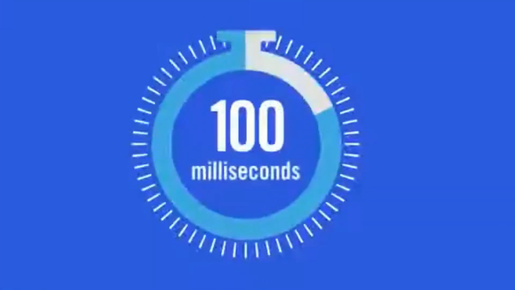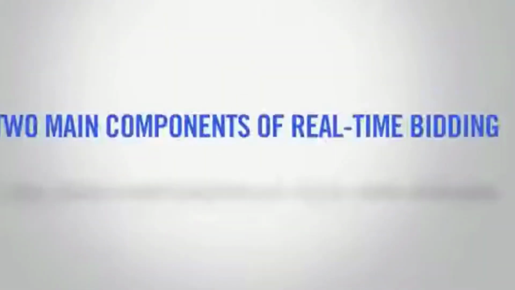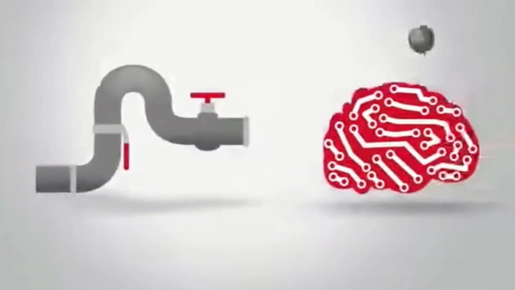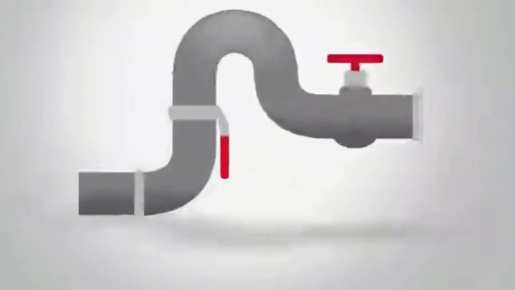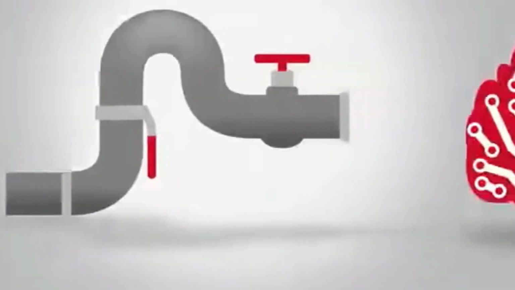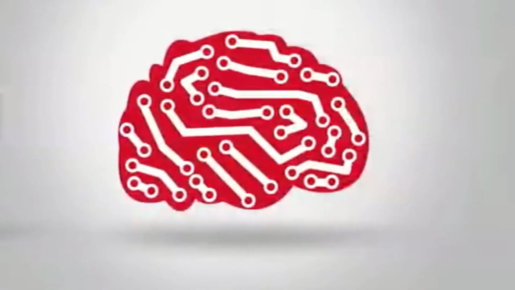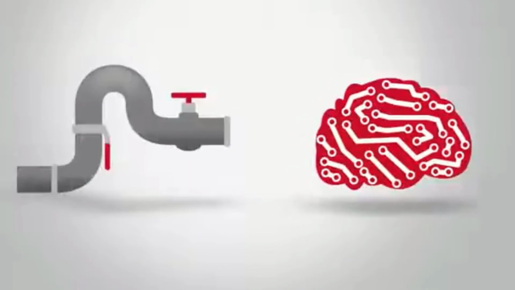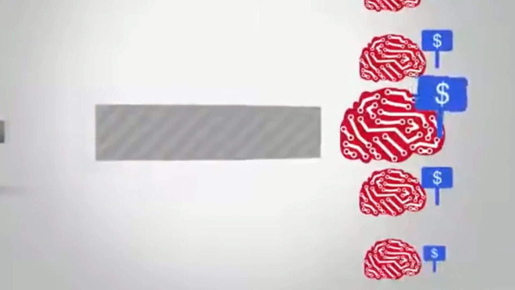Here's the amazing part. The entire process takes place in about 100 milliseconds. That's a tenth of a second. The answer to how that's even possible lies in the two main components of real-time bidding, the pipe and the brain. The pipe is the real-time bidding API, which funnels information from ad exchanges to the bidder, or brain, a decision engine that evaluates and bids for every impression. Real-time bidding happens each time the pipe announces an impression, and the brain evaluates it.